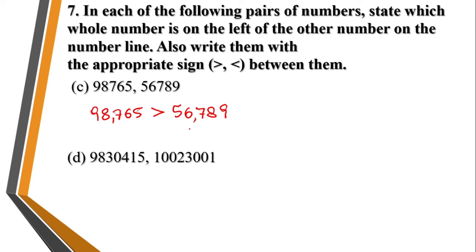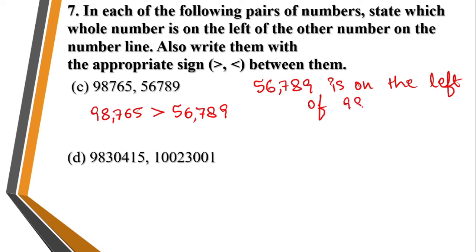Now you can see 56,789 is the smaller number. So we can say 56,789 is on the left of 98,765. Now let's see the next question.